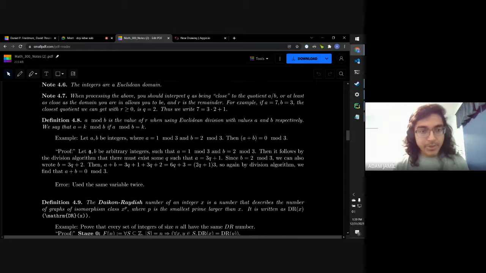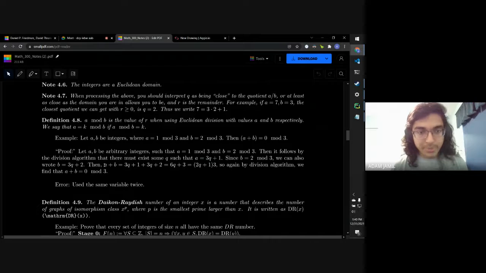Let A and B be arbitrary integers such that A equals 1 mod 3 and B equals 2 mod 3. So far, everything seems okay. I've done universal instantiation. Now let's do the division algorithm on these. So there's some q such that A equals 3q plus 1. That seems reasonable. The unique remainder is here, and there has to be some q for this. And we'll do the division algorithm again with B equals 2 mod 3. So since B equals 2 mod 3, there must be some q such that we get a remainder of 2.